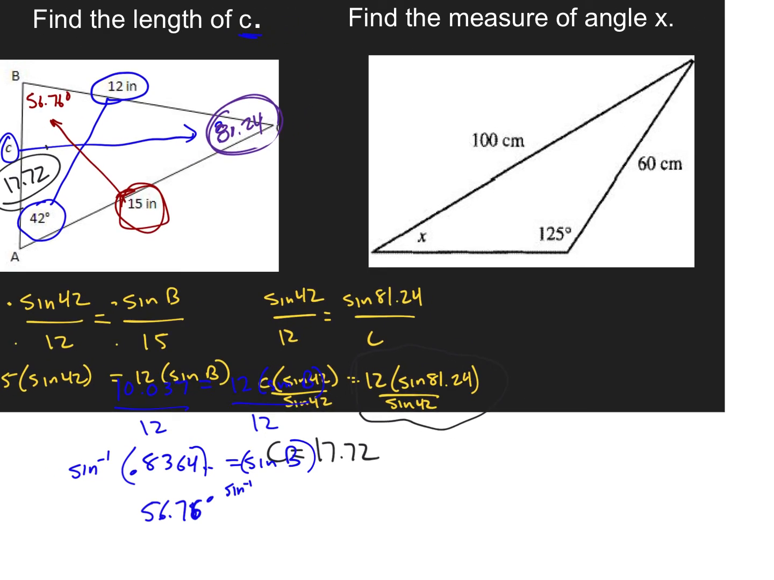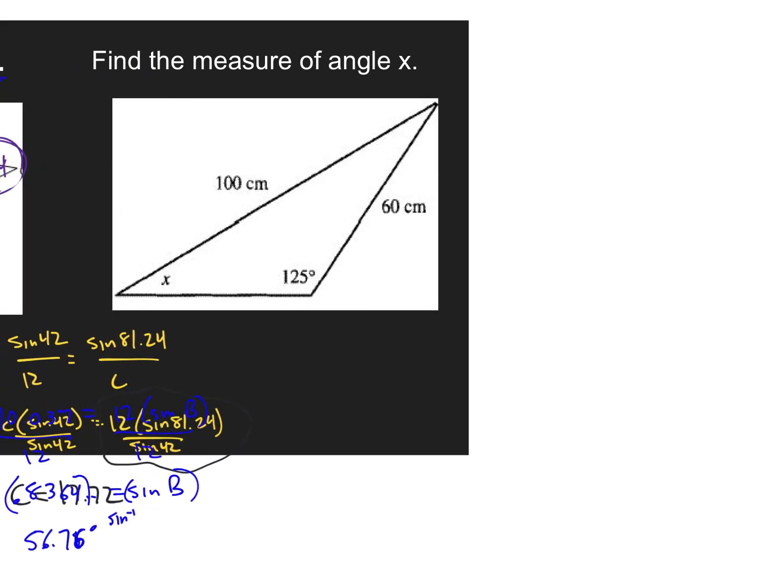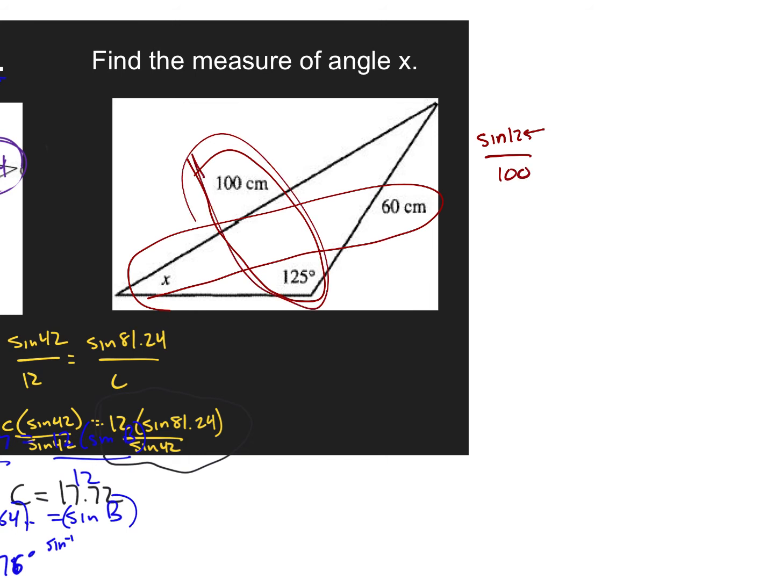Okay, let's look at number 2. I believe that one's going to be a little bit easier, and it is. So in number 2, we've got 125 degrees and 100. Over here, we've got x and 60. So we're trying to figure out angle x. I'm going to set it up as the sine of 125 over 100. That's everything I'm basing off. That's going to be equal to the sine of x over 60. So now it becomes a matter of cross products.